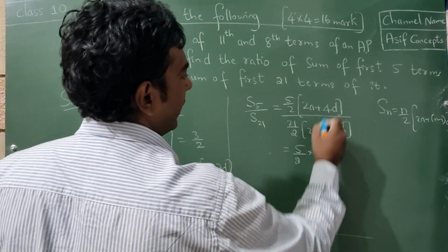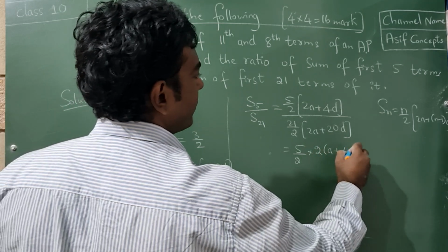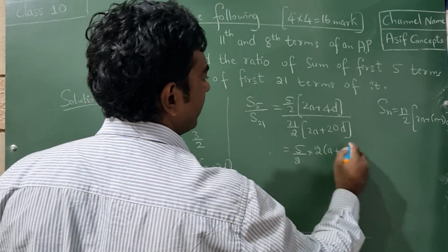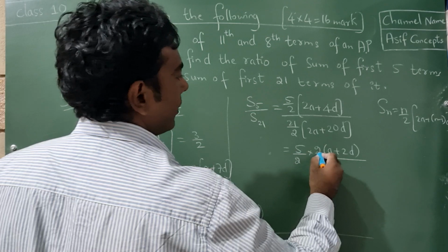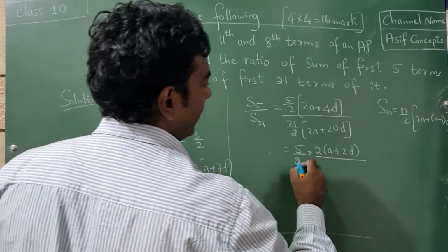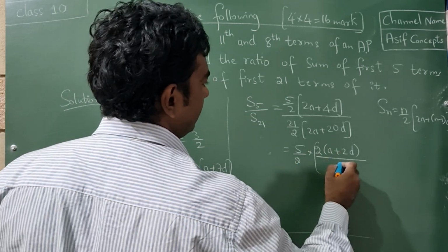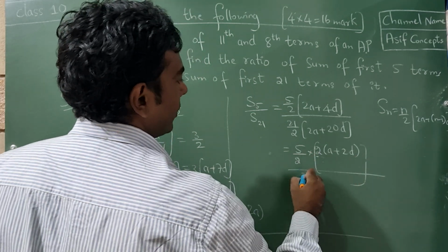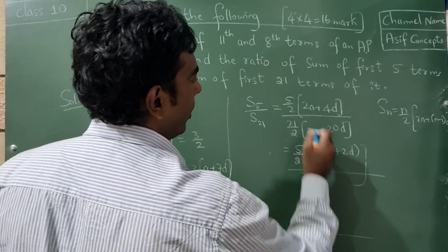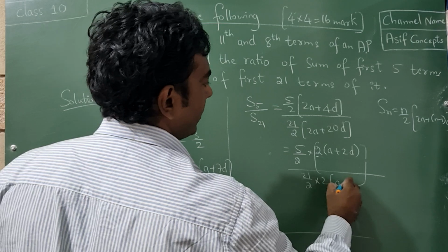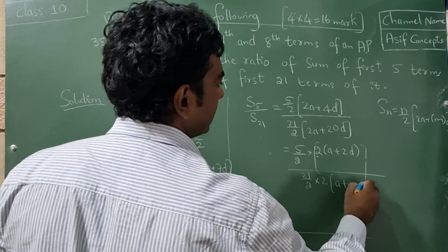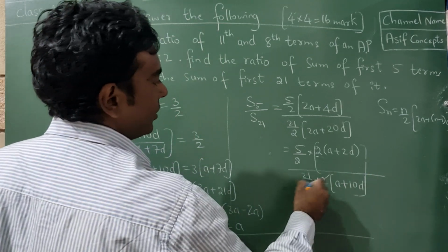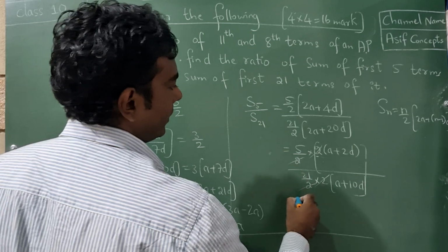Okay. Now 5 by 2, take 2 common. So it will be a plus 4d, a plus 2d. Okay. And divided by 21 by 2. Take common here also. So it will be a plus 10d. This 2 gets cancelled, this 2 gets cancelled.